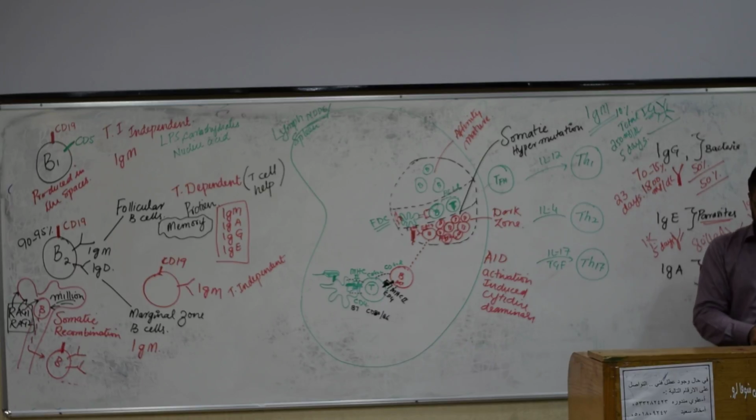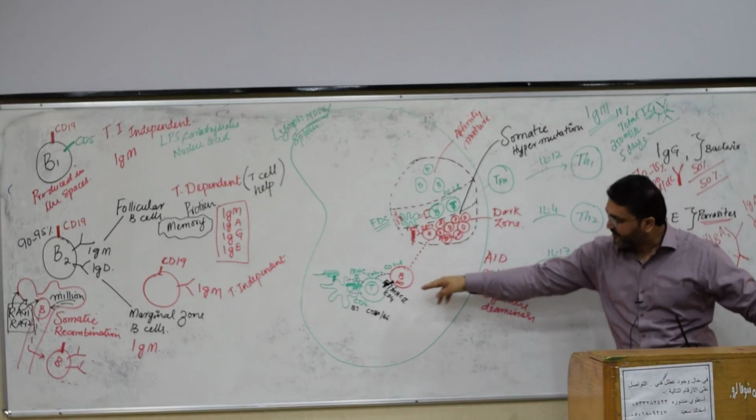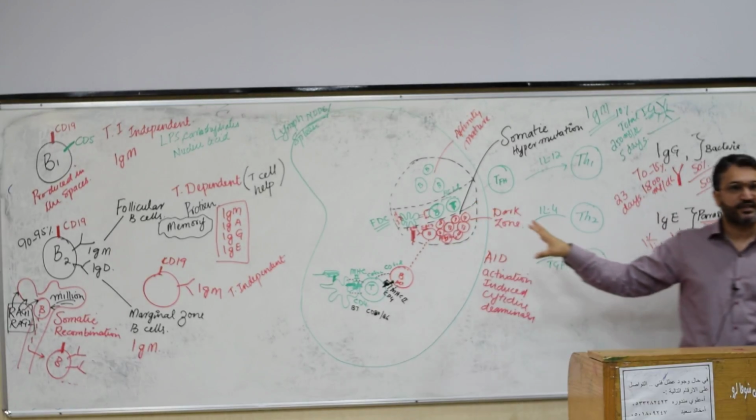So I'll just repeat the questions that were sent to me. What is the difference between T dependent and T independent response? Now it's clear to everyone. How is B cell activated and mutated? So here B cells are first activated, and then at phase 2 they are mutated.